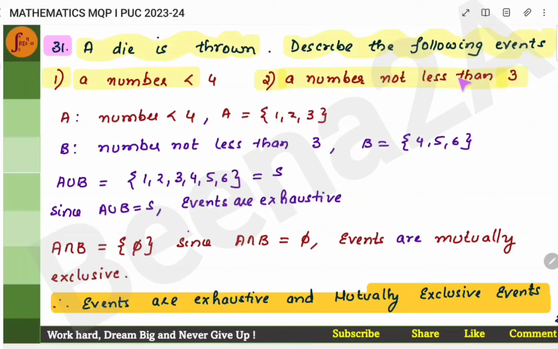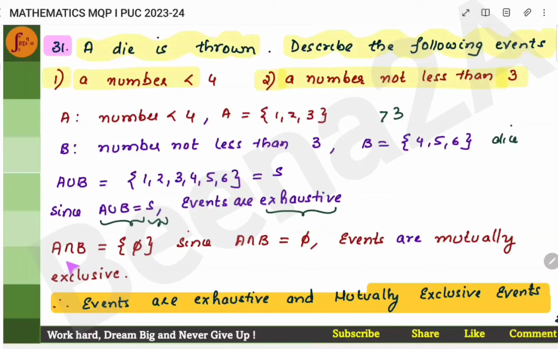Next event B, number not less than 3. Number not less than 3 means number greater than 3. What are the numbers that can be greater than 3? 4, 5, 6 on a die. Now, if you take A union B, you'll get the entire sample space, 1, 2, 3, 4, 5, 6. Whenever you take the union of two events and you get the sample space, then you can call the events exhaustive. Why is it called exhaustive? Because it contains all the outcomes in the sample space.